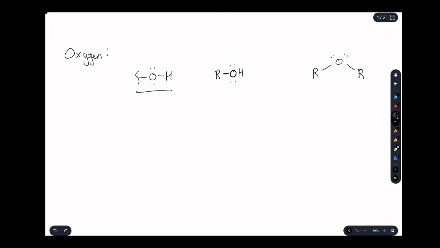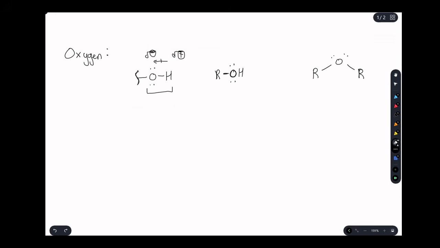This first example, this squiggly just means that it's connected to something and we don't care about it. I really want to focus on this OH bond. You might recognize that this is a very polar bond, that oxygen is pulling electrons away from the hydrogen. Sometimes we refer to this as a hydrogen bond.